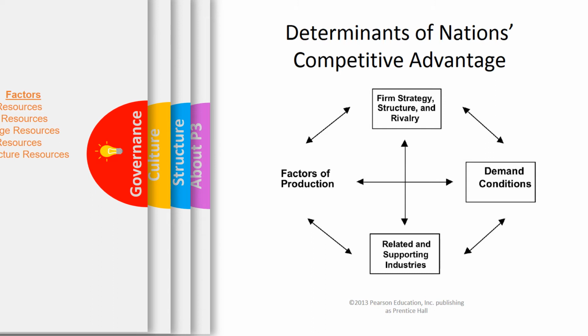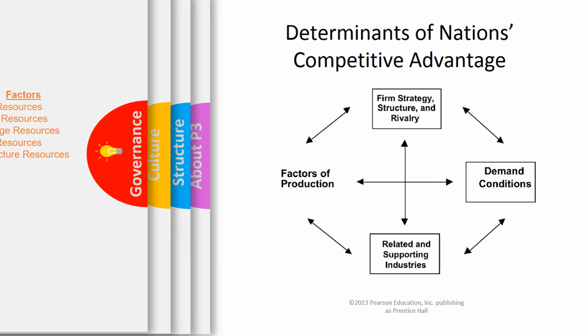According to the model, there are 4 factors that determine national competitive advantage. Porter represented these 4 determinants as a diamond, as you can see in the diagram. You can think of the 4 determinants as being the playing field for the industries of a particular nation. The 4 determinants are factor conditions, demand conditions, related and supporting industries, and firm strategy, structure, and rivalry.